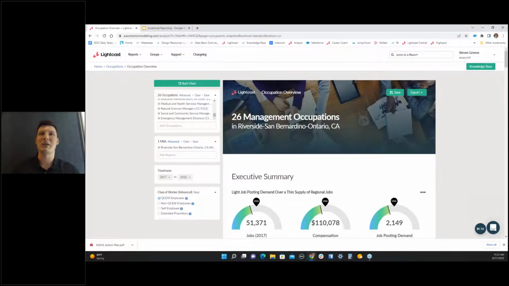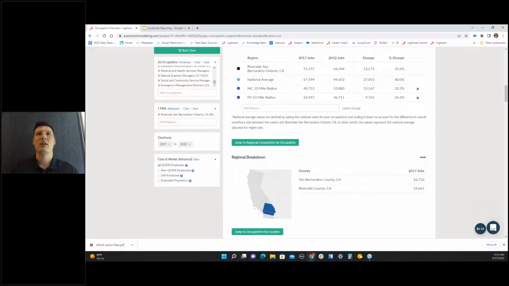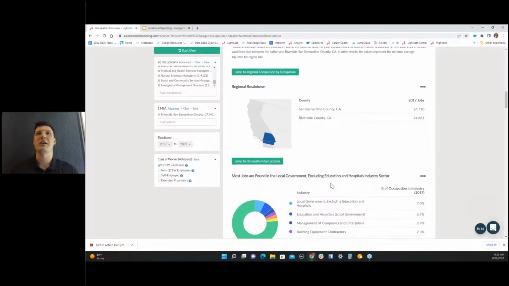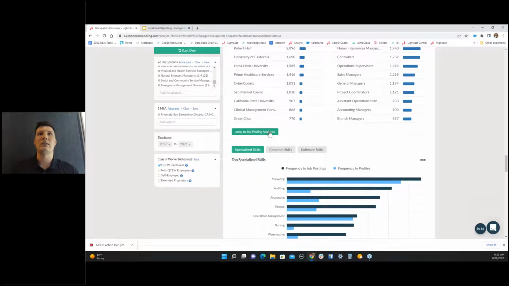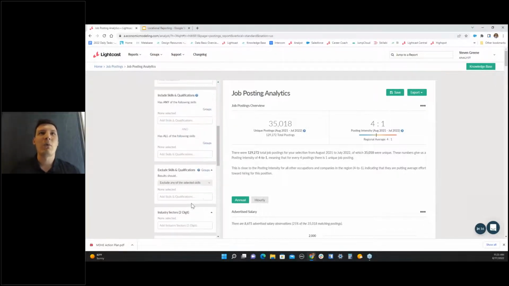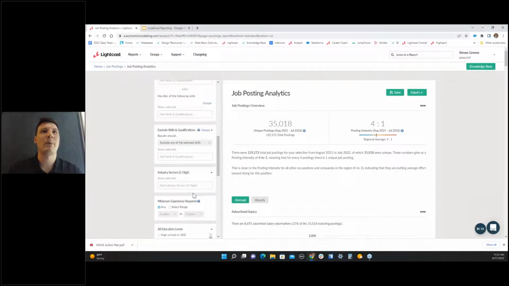reports. So I'm going to scroll down. It's not looking good up here, 51,000 jobs, but we'll get a better understanding of what that actually means. Scroll all the way to job posting analytics. And the reason I'm doing this is because if we have these occupations by themselves, that could mean any number of industries within San Bernardino, Riverside, Ontario. So what I want to do is go down and add in my specific industry, and I skipped right past it. There we go.